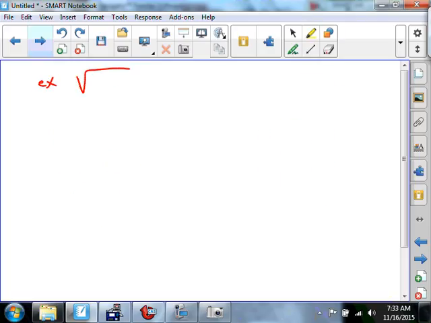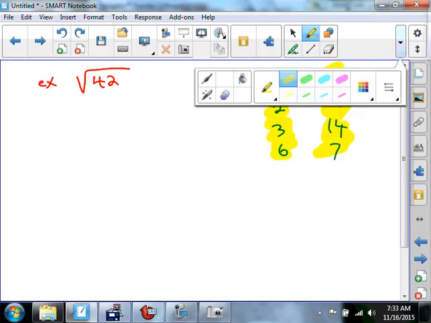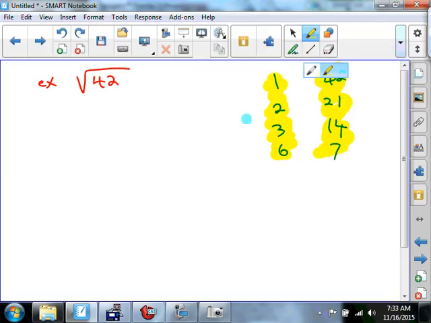Let's look at one more. The square root of 42. A lot of people look at that and they think, you know, I'm asked to simplify it, so it's got to simplify. Well, let's look. Find the factors. 1 and 42, 2 and 21, 3 and 14. 4 doesn't go into it. 5 doesn't go into it. 6 and 7 do. So we're looking at all these factors, and we're looking for ones that are perfect squares. And the only one that's a perfect square is the number 1.